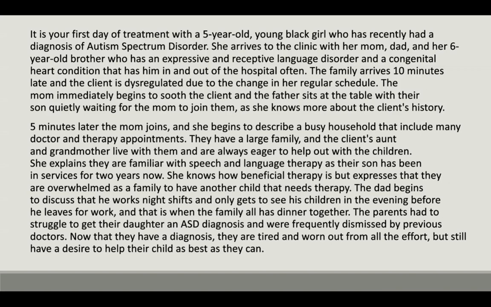The parents had to struggle to get their daughter an ASD diagnosis and were frequently dismissed by previous doctors. Now that they have a diagnosis, they are tired and worn out from all the effort, but still have a desire to help their child as best as they can.